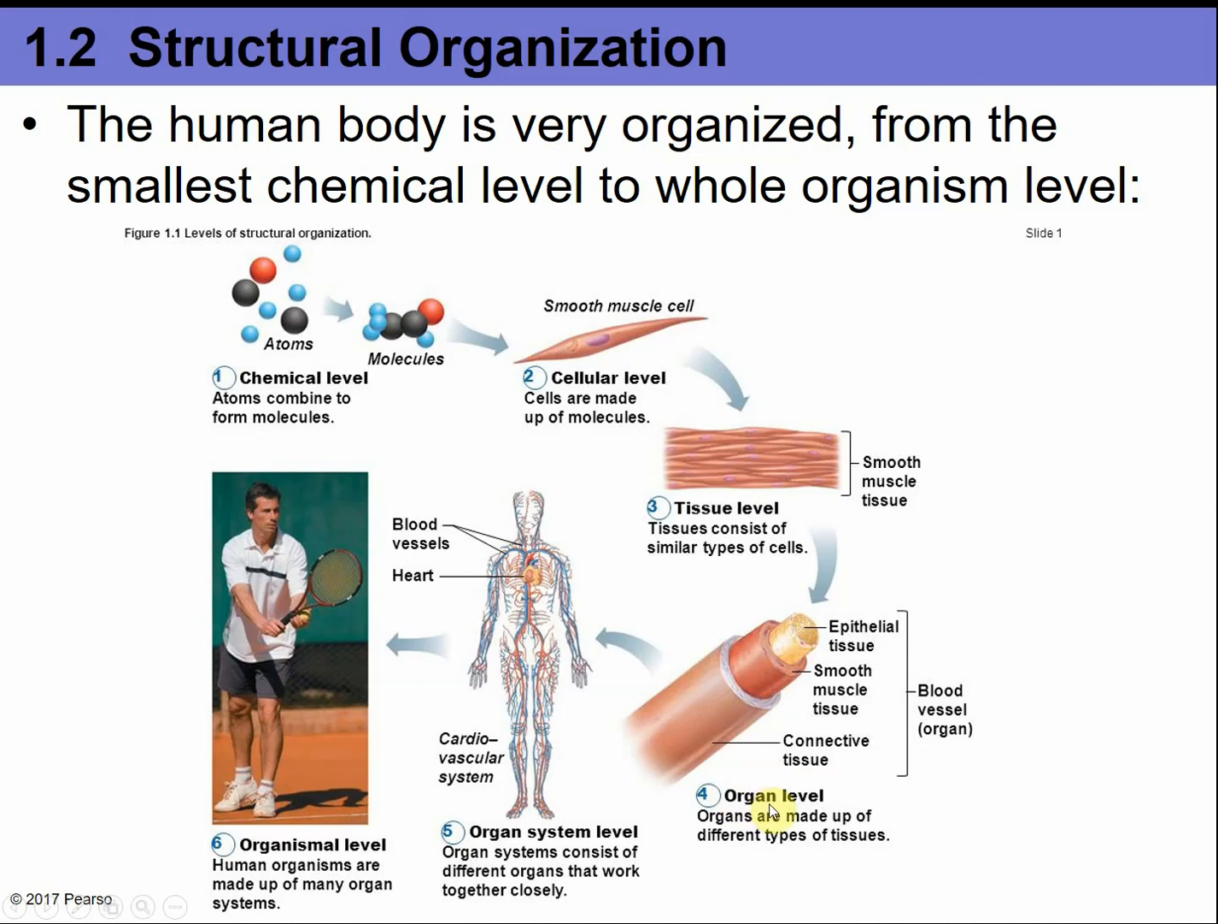So then different organs can work together for shared common functions and compose organ systems. So different organs working closely together for that shared purpose or function. So like the cardiovascular system, right, or the respiratory system. And then finally, when you have multiple organ systems cooperating together, you reach the organismal level, right? So we are made up of many different organ systems.